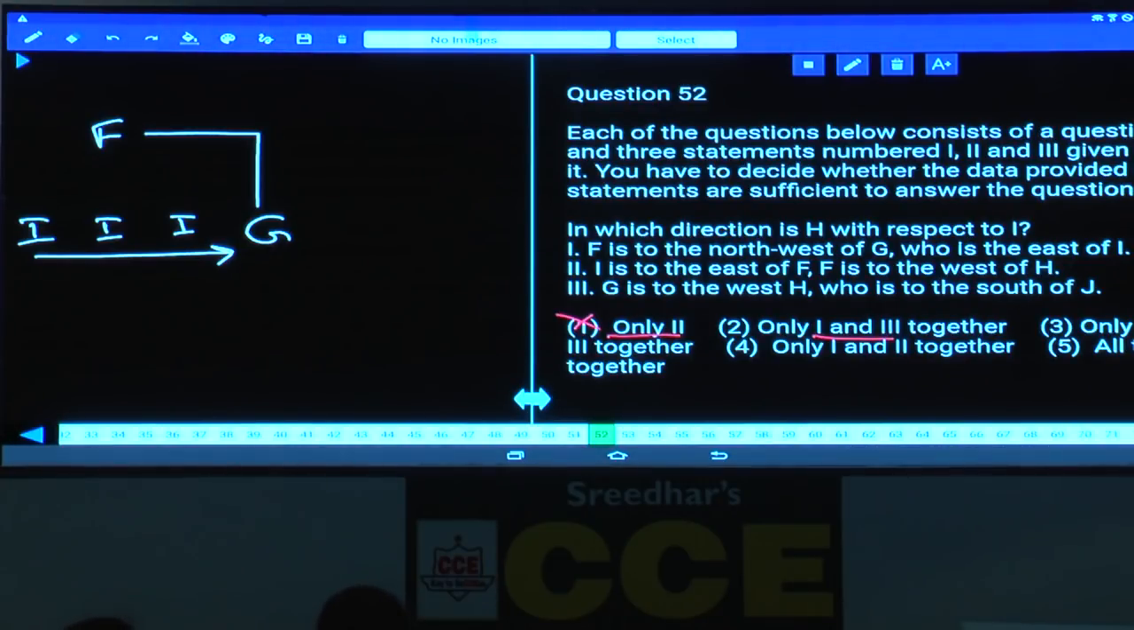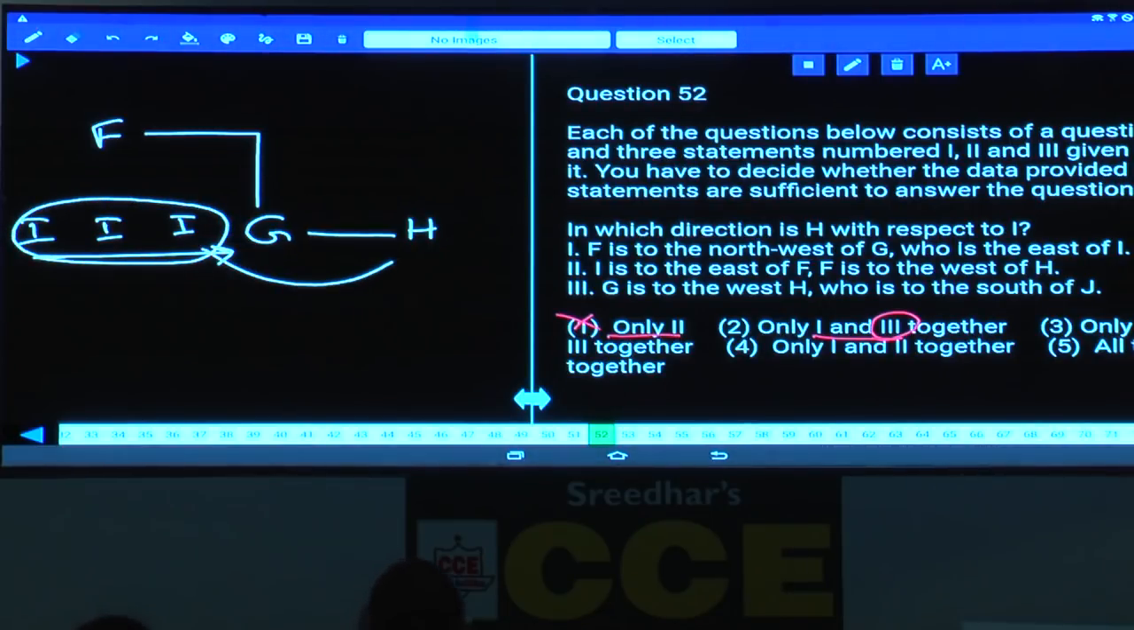Then 1. Then what about 3 here? G is to the west of H. As G is to the west of H, H is to the south of J. Now, what is the question here? In which direction is H with respect to I? There are 3 possibilities for this I. In all the 3 possibilities, H is always to the east of I only. Am I getting a unique answer or not? Hence, by combining which 2 statements am I getting the answer here? Only 1 and 3. As with the help of only 1 and 3, I am getting the answer.